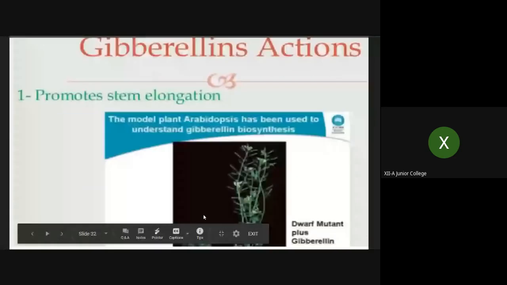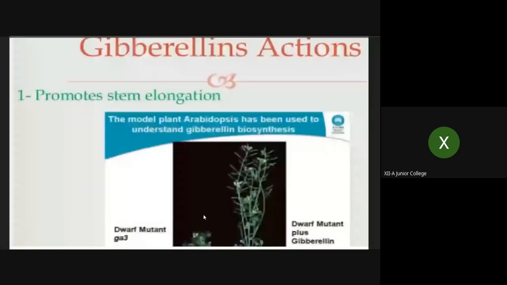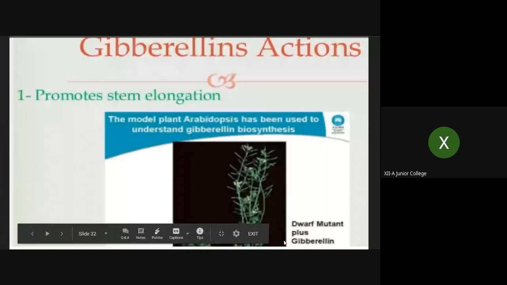So here is the example where you can see the plant which is a dwarf mutant, but when GA3 is applied to the entire plant, you can see the difference. Here it is very small, which has become dwarf because of the mutation, but when this GA is applied, this dwarf mutant becomes elongated and tall, that is by the application of gibberellins.